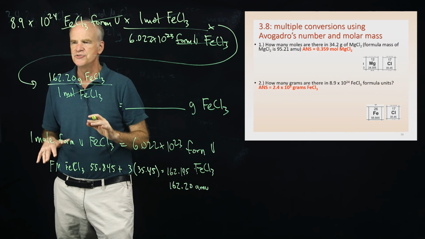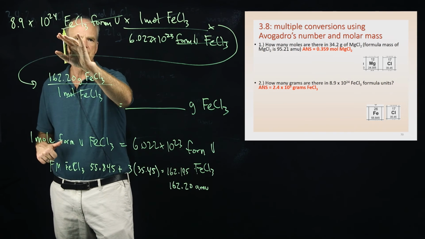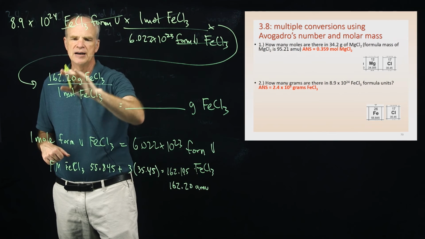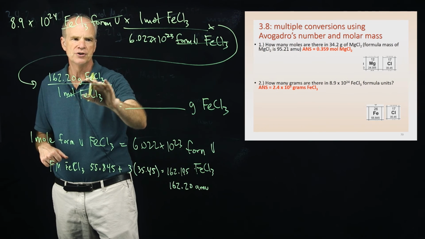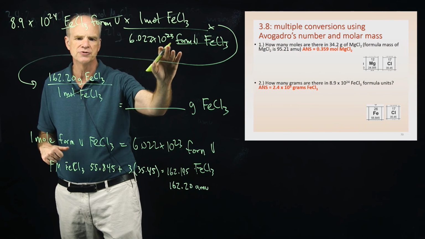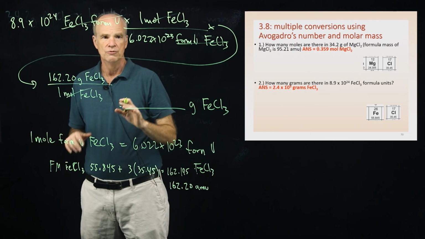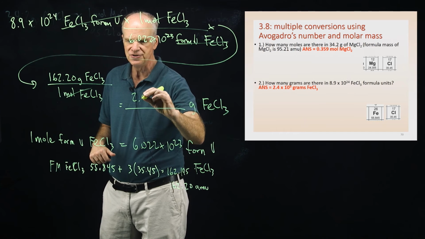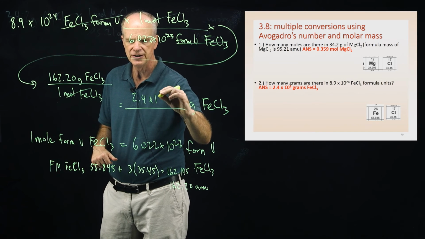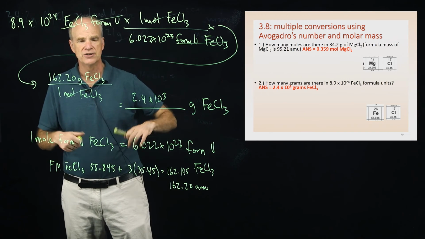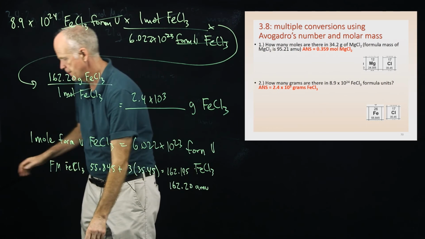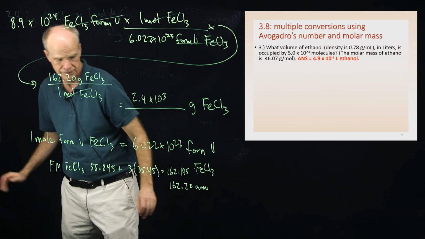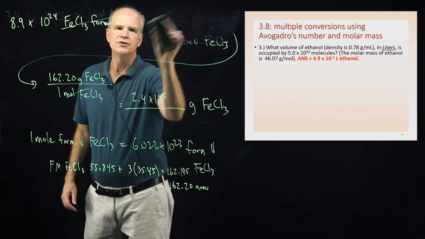Okay, so the math should be 8.9 times 10 to the 24 times 1 times 162.20 divided by 6.022 times 10 to the 23 divided by 1. So worked out to the correct number of significant figures, the answer should be 2.4 times 10 to the 3 grams of iron chloride. Okay, so let's do one more. It's a little trickier.